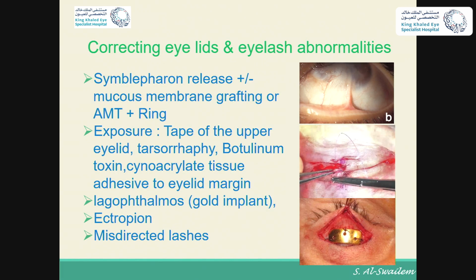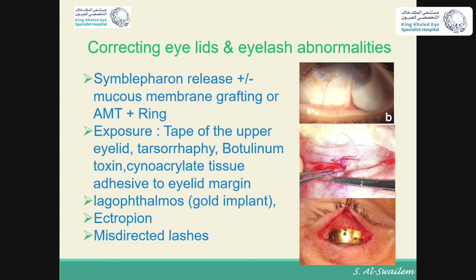Then what about correcting the eyelid and eyelash abnormalities? You can do it as an anterior segment surgeon, or refer to the oculoplastic if they have a massive symblepharon formation, and they can release it. They can use grafts or amniotic membrane with mitomycin, and they can also put a ring to prevent it from recurrence.